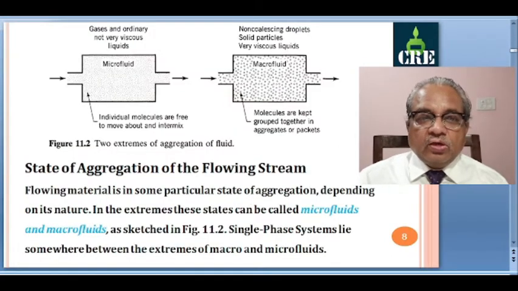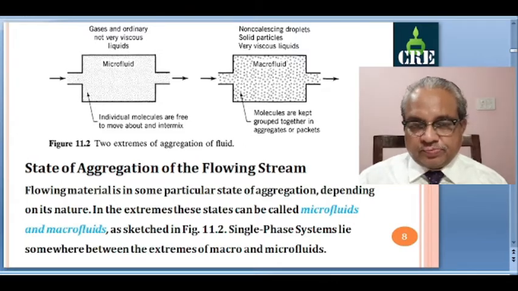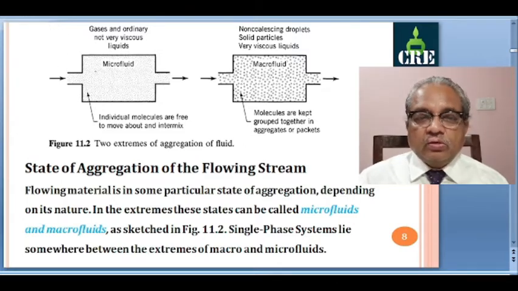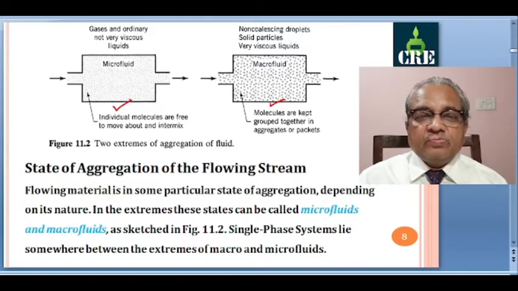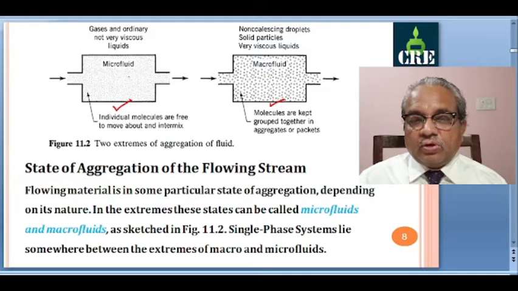Then there is a second thing, that is state of aggregation. So here we have two extremes of aggregation coming in. One is the concept of microfluid and then macrofluid. So microfluid here is mostly gases and not very viscous liquids, water-like fluids you can say. Here the individual molecules are free to move and intermix. Individual molecules, there is a movement at molecular level.